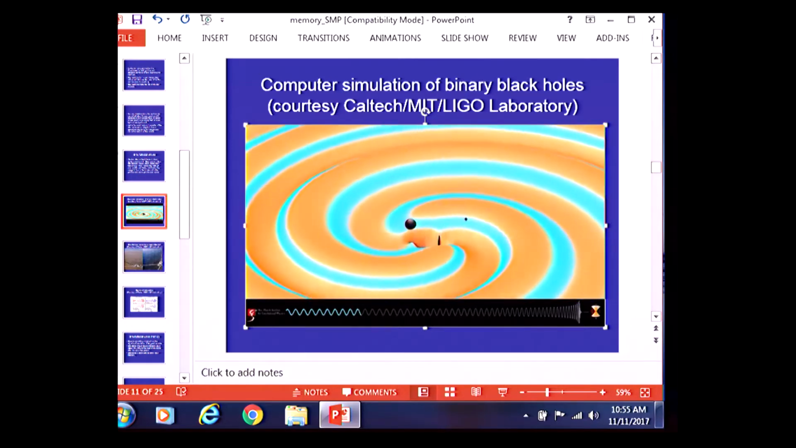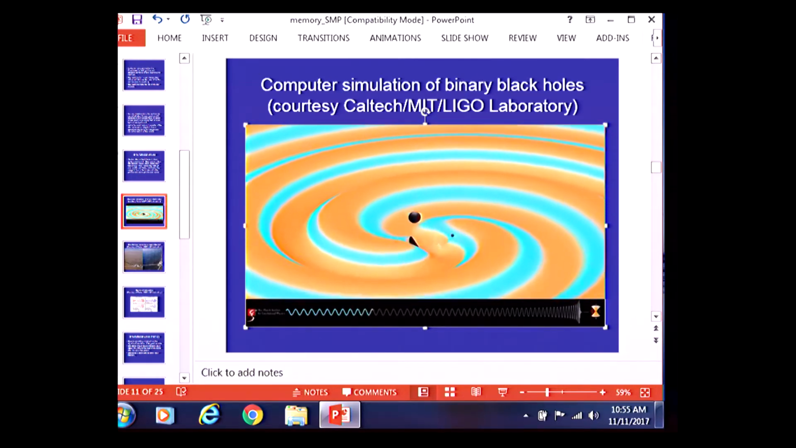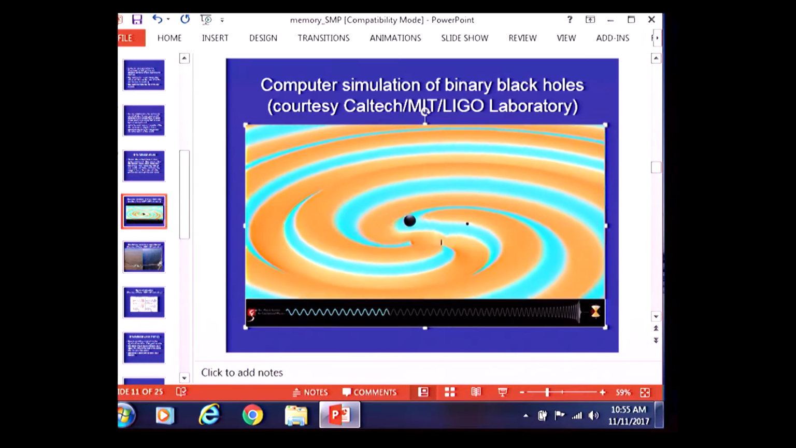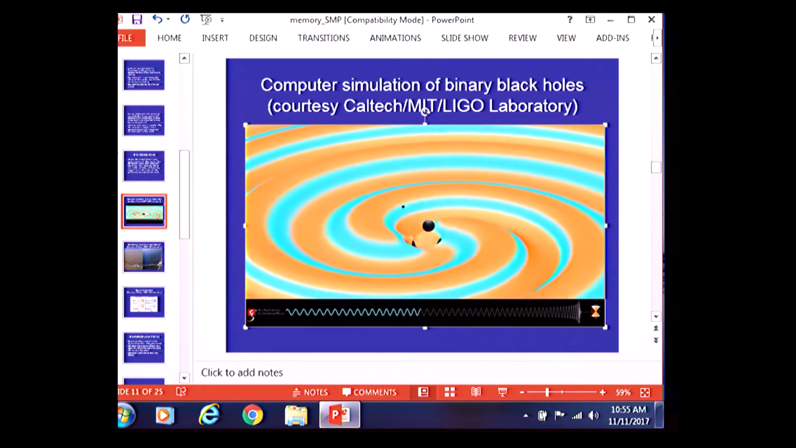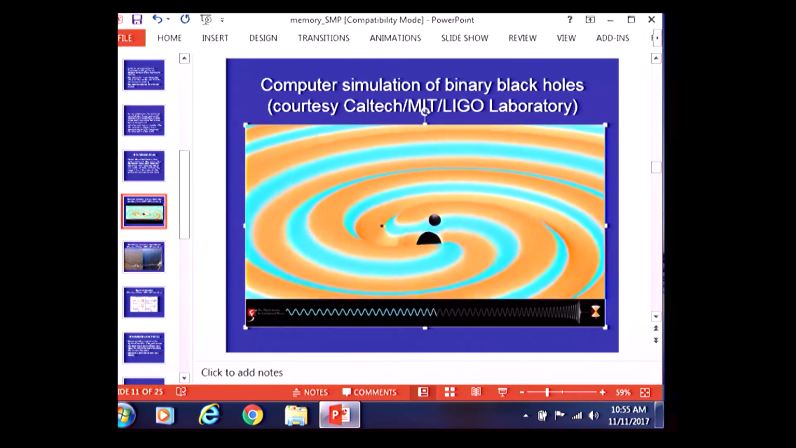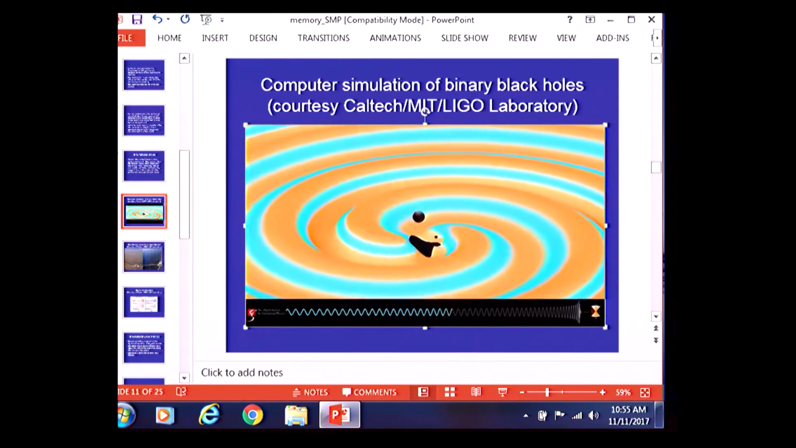Okay, so now it's going to zoom in so you can see them closer to each other. So there they are going around each other, getting closer and closer. The gravitational wave signal is getting faster and faster and also stronger and stronger.